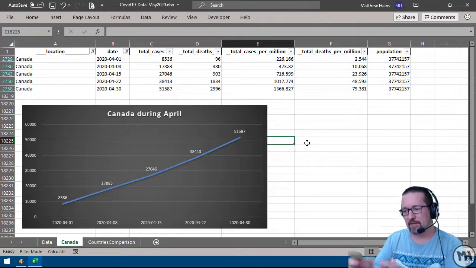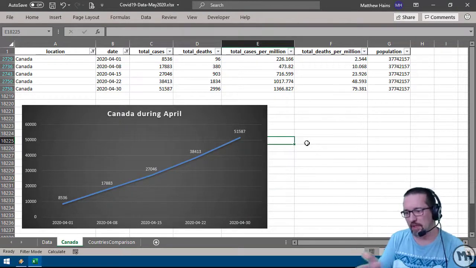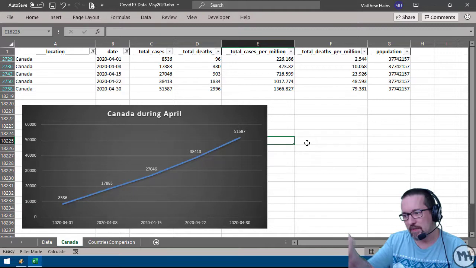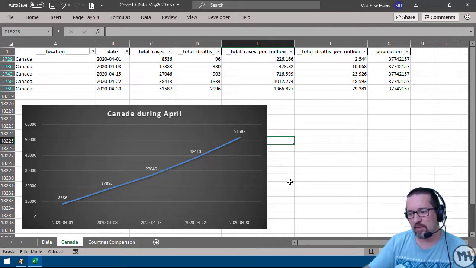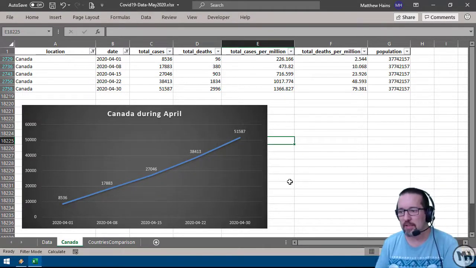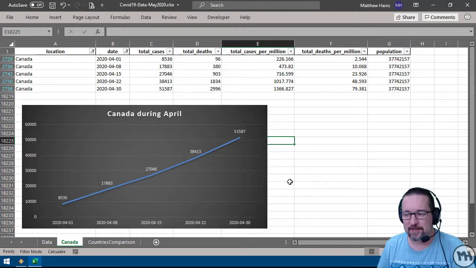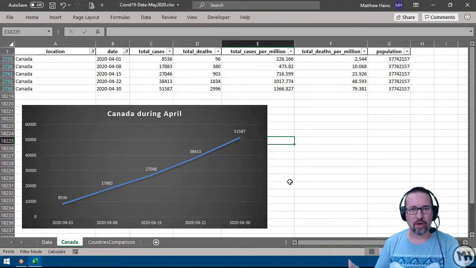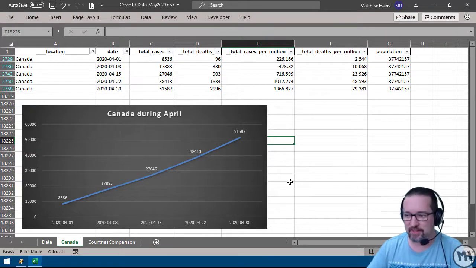So you can see visually there is a gradual increase, but in one month to have such an increase must say something about what that country's been doing, either right or wrong, to allow so many people to get infected. So this is one way that we can start asking questions based on the information that we see.